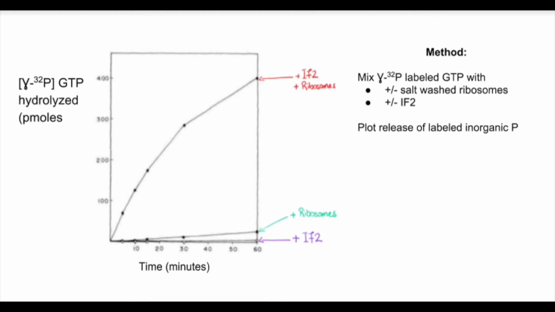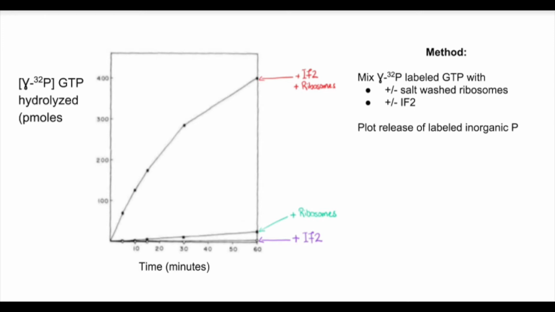This is the figure of the plot as shown in the actual paper. Because this paper was published a while ago, and the figure itself is a little blurry, I took the liberty of writing down what the x-axis and the y-axis say. So the y-axis shows the amount of GTP hydrolysis, and the x-axis shows the time.